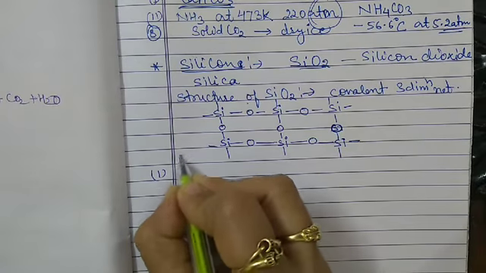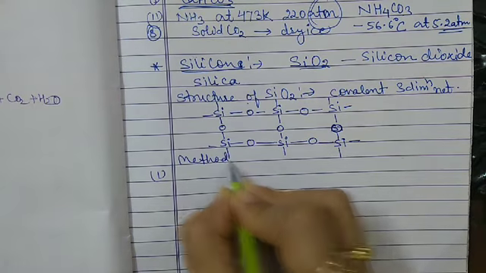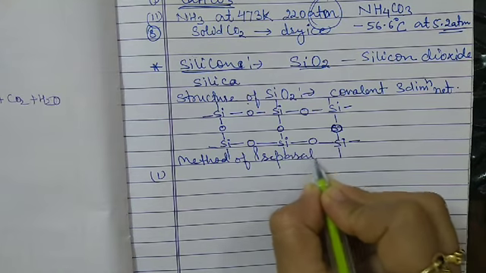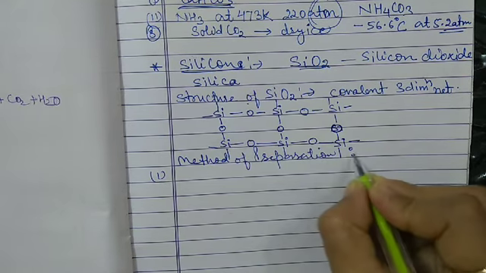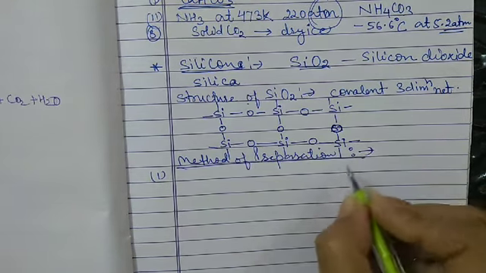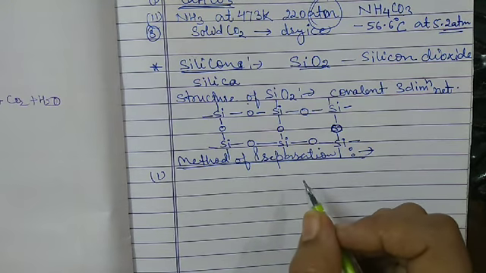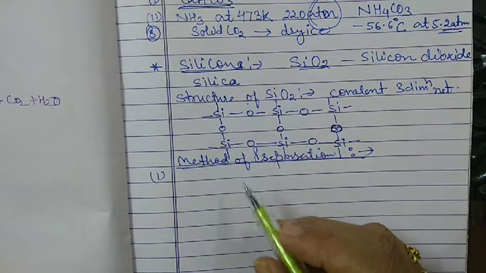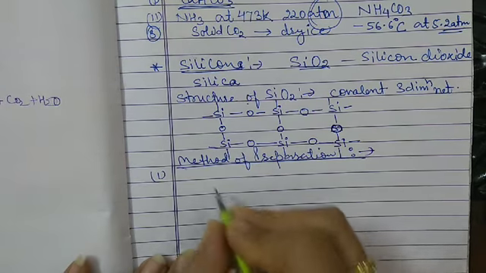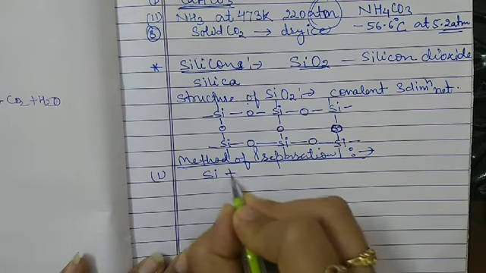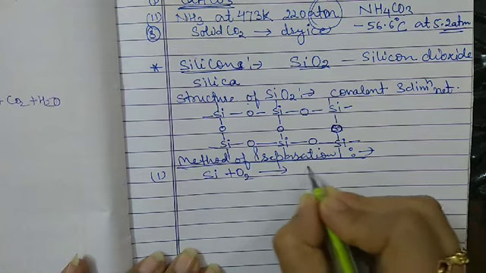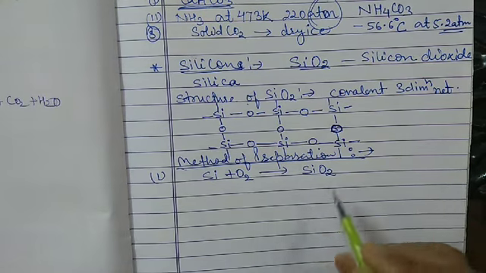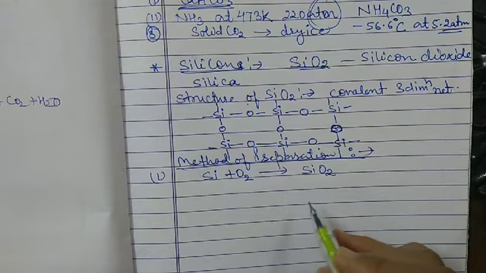So the next is the method of preparation for silicon dioxide. The first method is, it is obtained by heating silicon in oxygen. Silicon plus oxygen, we get SiO2. So this is the simplest method to prepare silicon dioxide.